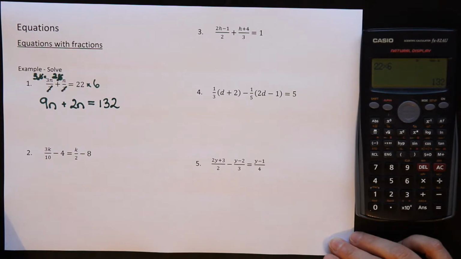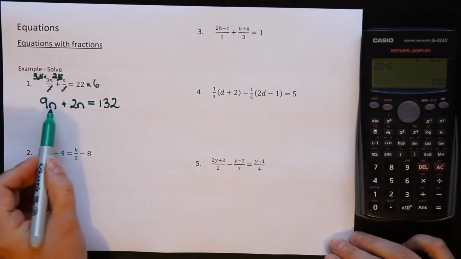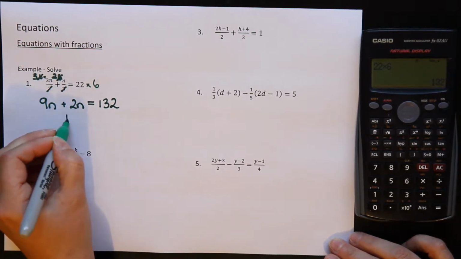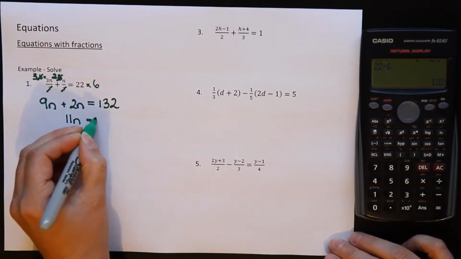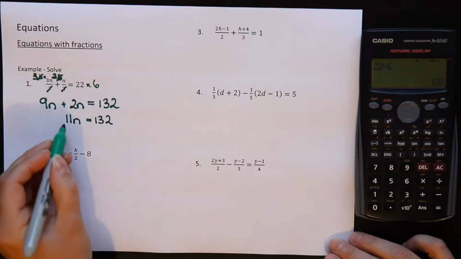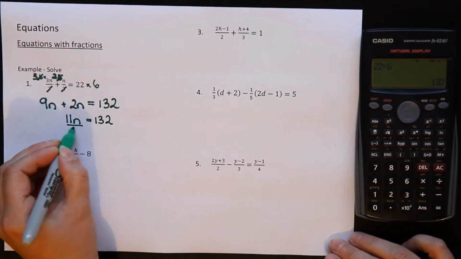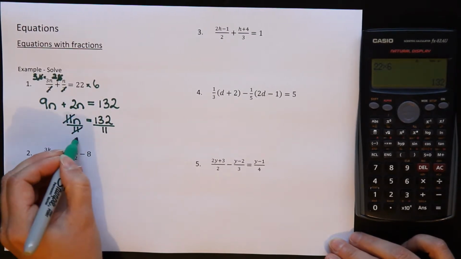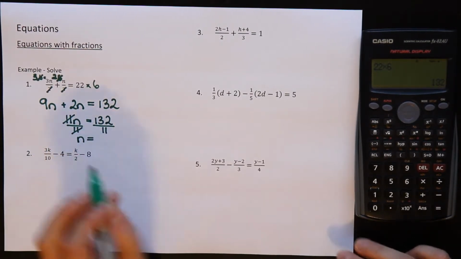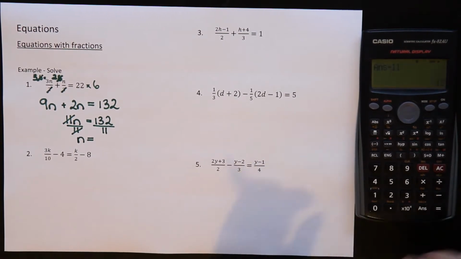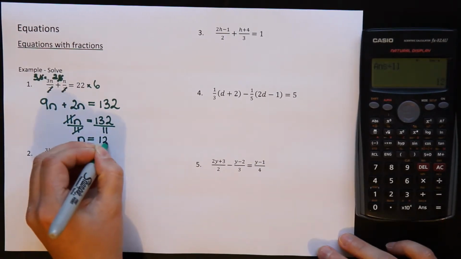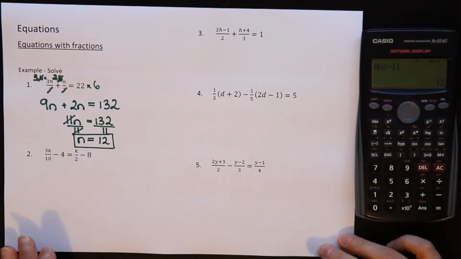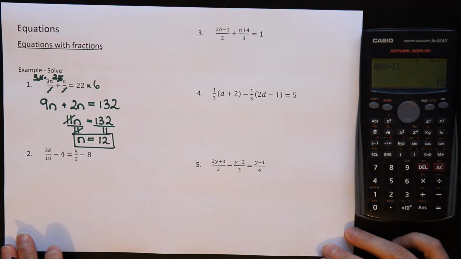Then the equation's much easier. All I need to do is to add together these like terms here. 9n plus 2n is 11n, which is equal to 132. And then to get rid of the 11, I will divide by 11. Cancels that off. So n is equal to 132 divided by 11, which is 12. And that's done.